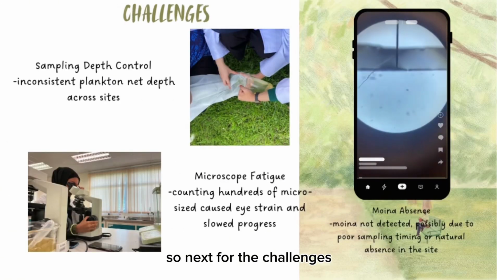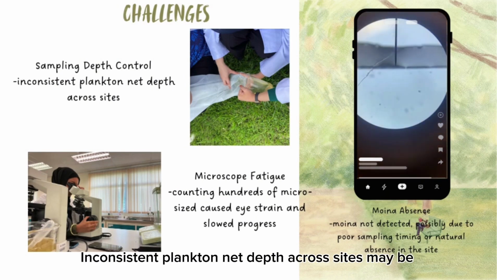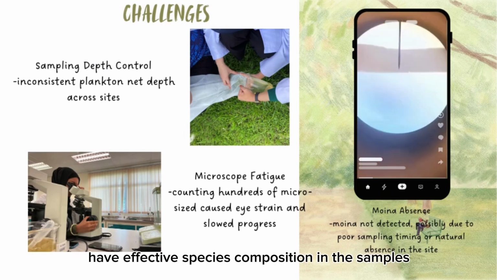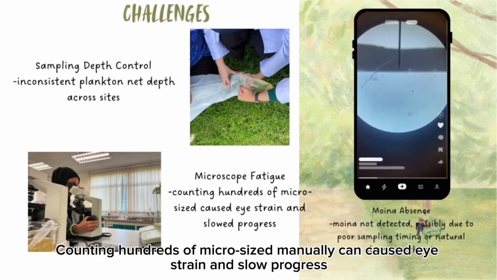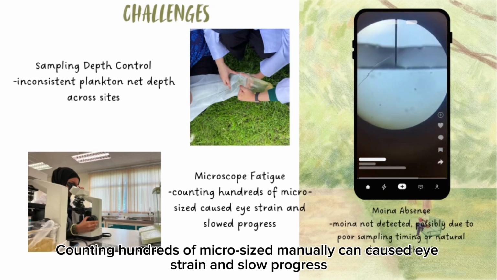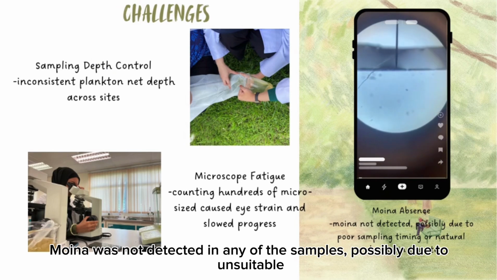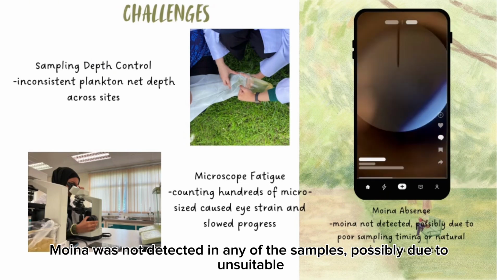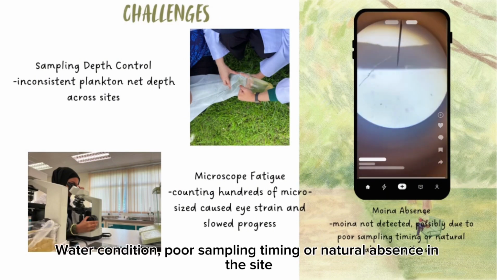So, next for the challenges. First is sampling depth control. Inconsistent plankton net depth across sites may have affected species composition in the samples. Next, microscope fatigue. Counting hundreds of micro-sized organisms manually can cause eye strain and slow progress. Next is moina absence. Moina was not detected in any of the samples, possibly due to unsuitable water condition, poor sampling timing, or natural absence in the site.